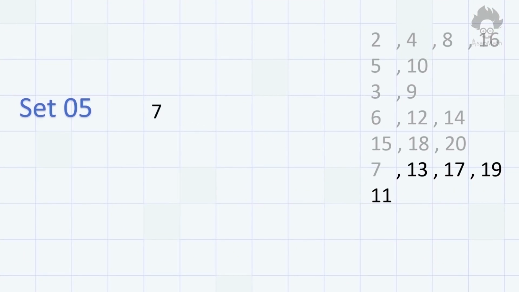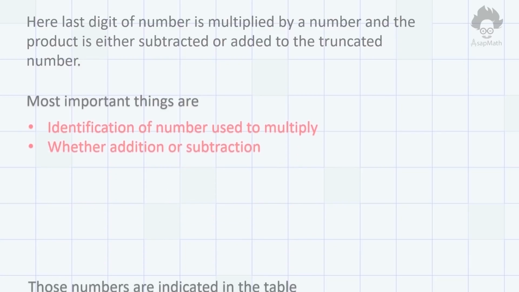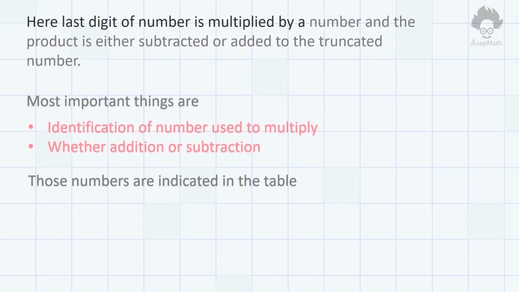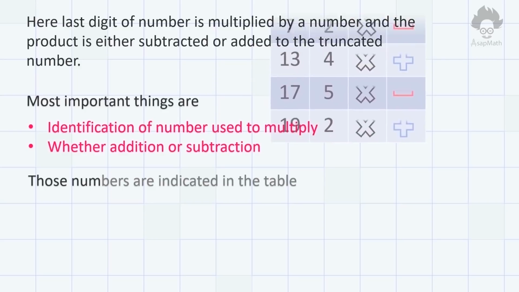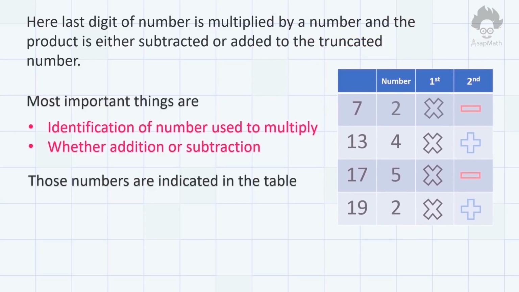Set 5 consists of 7, 13, 17 and 19. Here the last digit of the number is multiplied by a number and the product is either subtracted or added to the truncated number. So the most important things to be identified are the number used to multiply and whether it is addition or subtraction. First we'll go to the number 7.